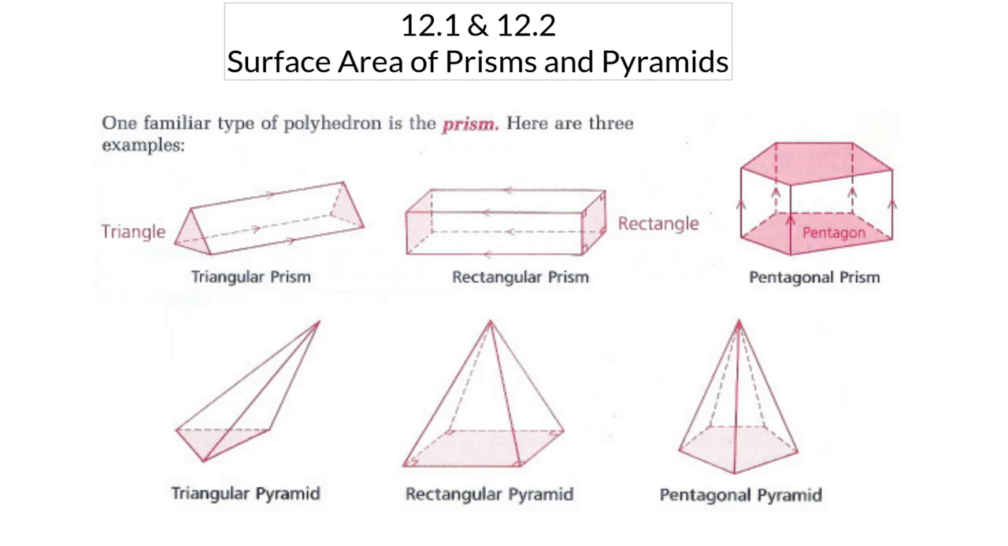All right, it's time to start chapter 12 here. We've got 12.1 and 12.2 at the same time. You guys can handle it. Trust me. All right, we like to cover both these sections at the same time, prisms and pyramids, because they're kind of related here. They're all types of polyhedra. A polyhedron is just a flat-sided figure.